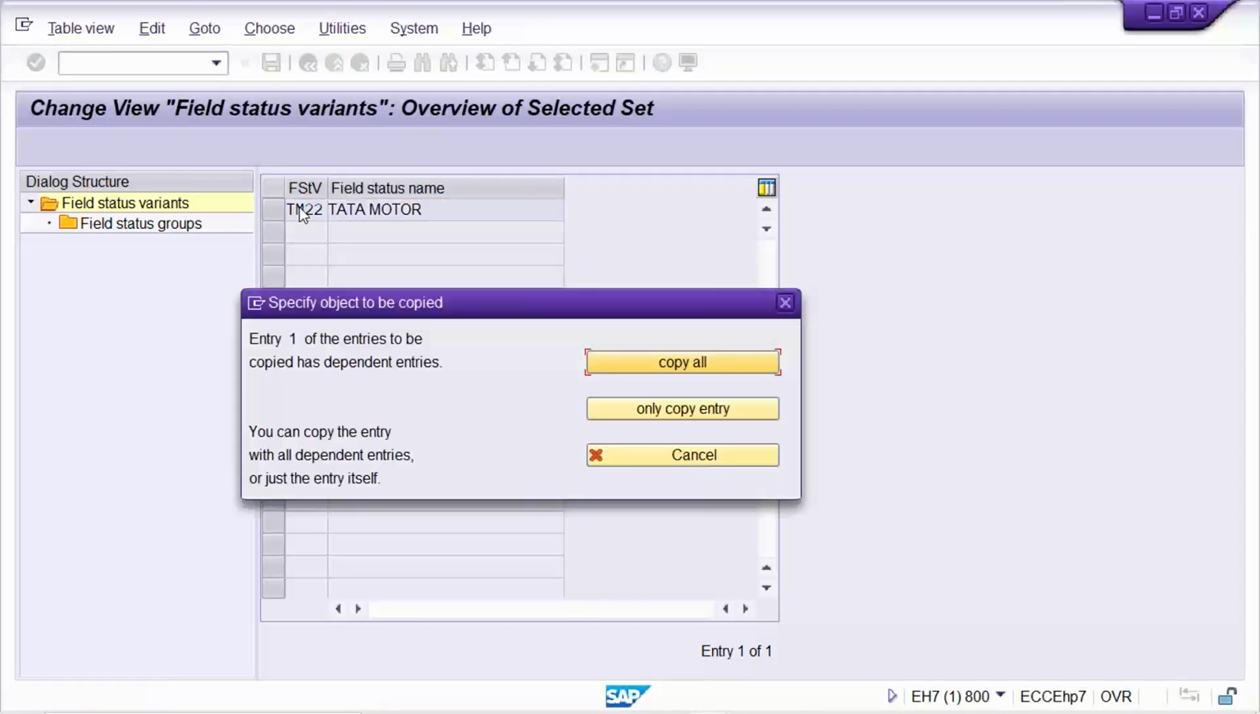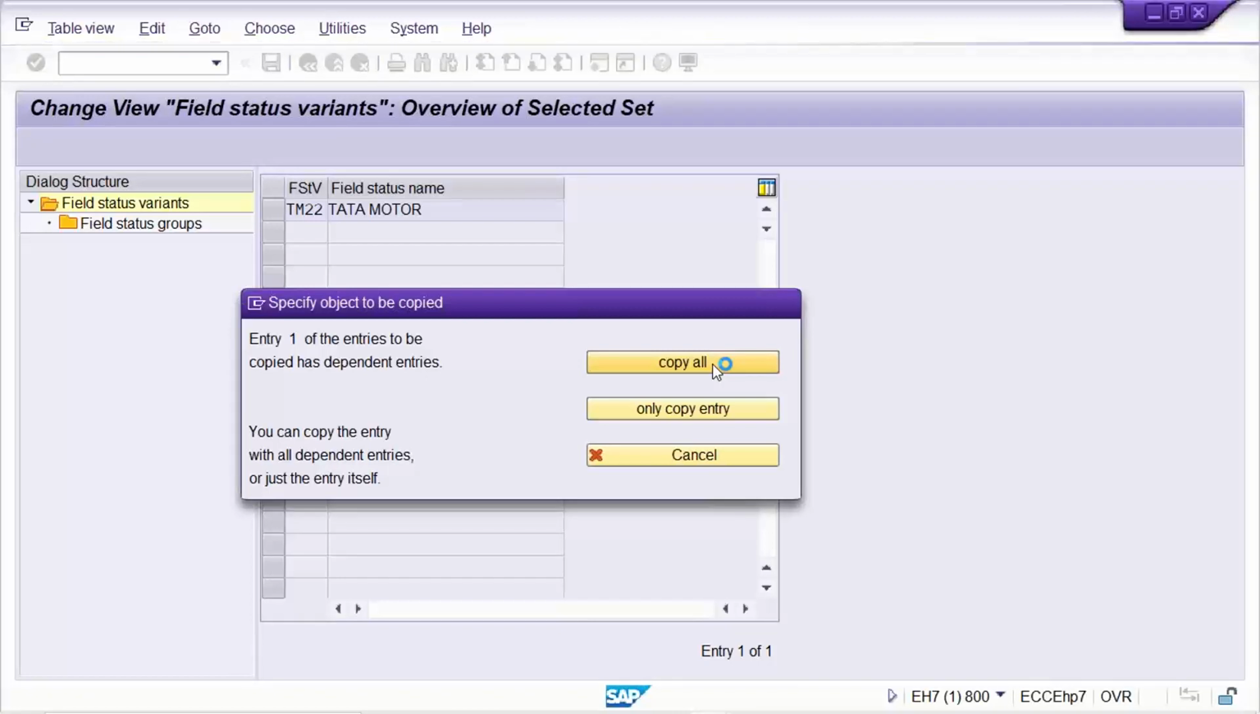And press enter. When you press enter, it asks copy all or copy only entry. If you click on copy all, then what happens? Within a field status variant, we have multiple field status groups. Those field status groups are also going to be copied. And if you click copy only entry, then those field status groups are not going to be copied. So always select copy all, because if the field status groups are not copied, then there is no use of copying this field status variant. In that case, we can create it ourselves. So click on copy all, because copying this field status variant means we copy all the field status groups within the variant.